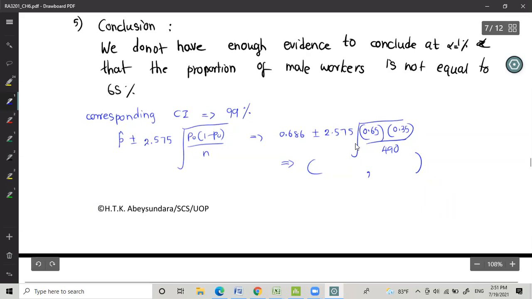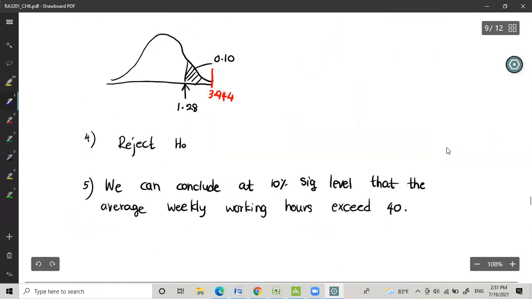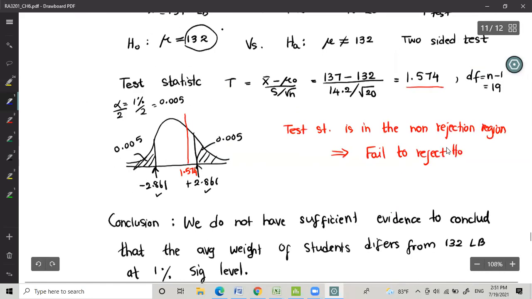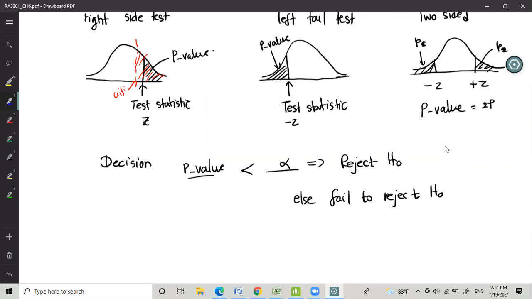Okay, so can you try this one? Find the confidence interval and double check your answer. Okay. Right. So now you know the critical value approach and also the p-value approach. Okay. So that is about the one sample hypothesis testing. Do you have any other questions before we move on to two samples? Any questions?